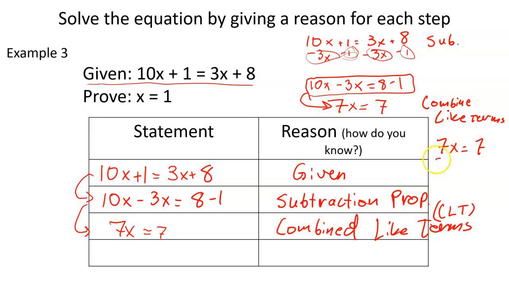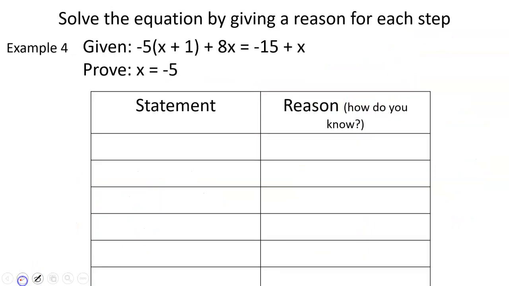And then finally 7x equals 7. Well, the way that we figure that out, again, divide that 7 on both sides. You get x equals 1 for that. Okay, so we know from here, the reason I get to x equals 1 is because I divided on both sides. So division property. Cool. All right.